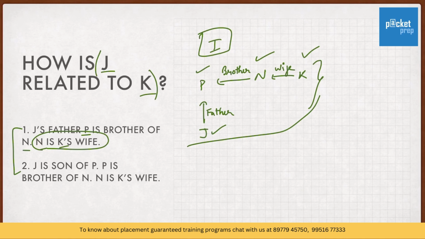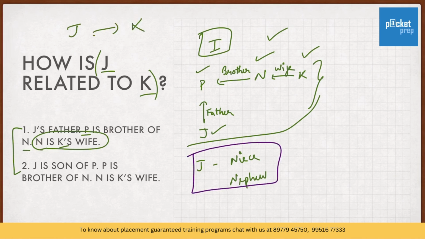Okay then, according to this information, J can be either niece or nephew of K. But we want the exact relation between J and K. So statement 1 alone is not sufficient to answer the question. Now let's find out for statement 2.